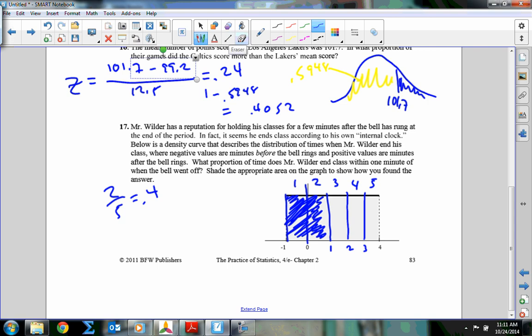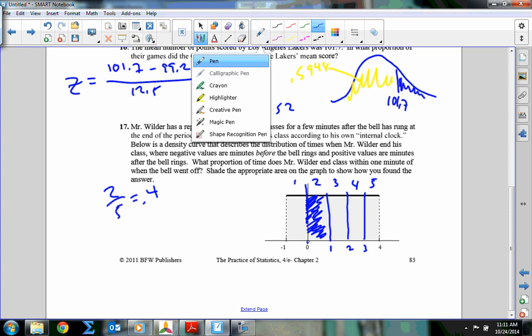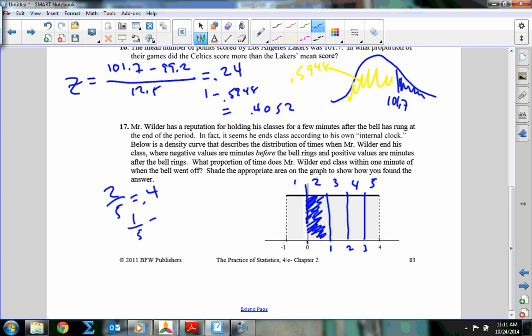But when I reread it a second time, I could see a valid interpretation of being after the bell rang. So I can't count this because the bell hasn't rung, and then within 1 minute would be that part. So that would be 1 over 5, which is 0.2. So I took it as long as you showed me that graph. I don't want to pick on anybody, but somebody showed me this graph without the blue stuff, and that didn't count because it did say after the bell, and so that would have been a valid block there.